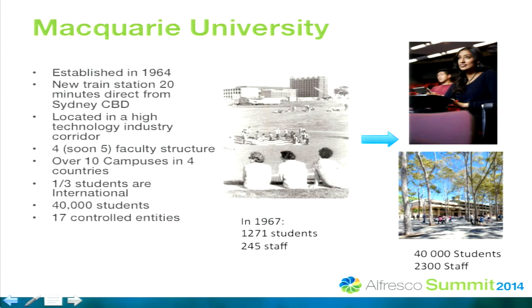Just a bit of context. Macquarie University is about 50 years old. So it was established in 1964. This year is our 50-year anniversary. From the new train station to the city, it's about 20 minutes. So it's quite a convenient place. So if you ever come to Australia, Sydney, take a train out to Macquarie Uni. It's a pretty nice campus.